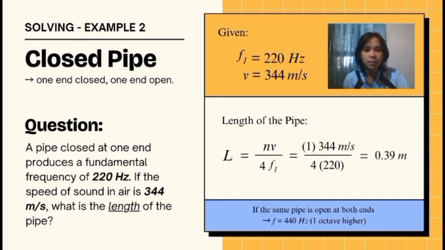So now let's proceed to the closed pipe. When we talk about a closed pipe, one end is closed and one end is open.